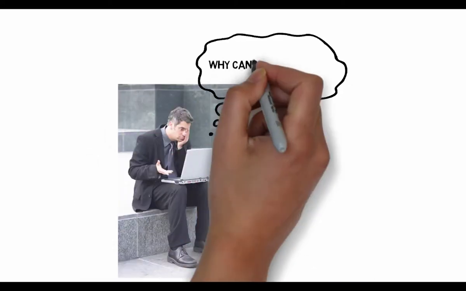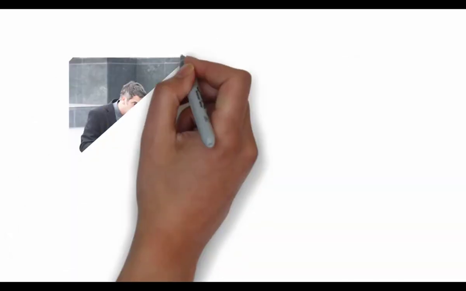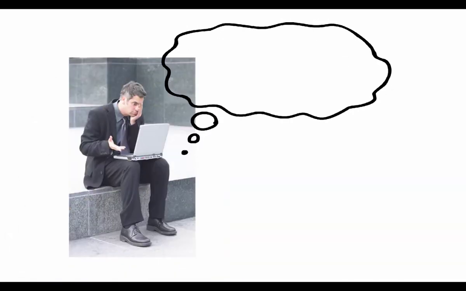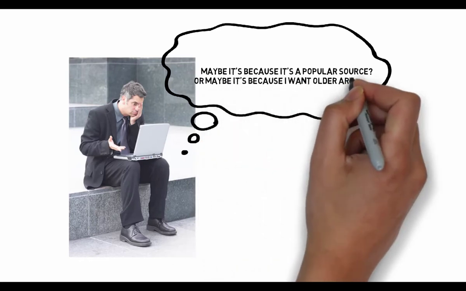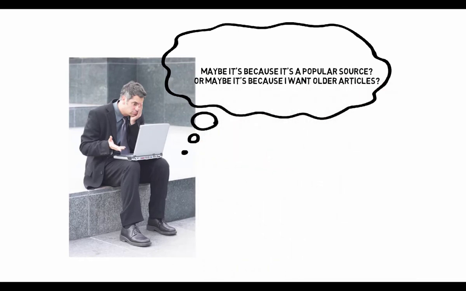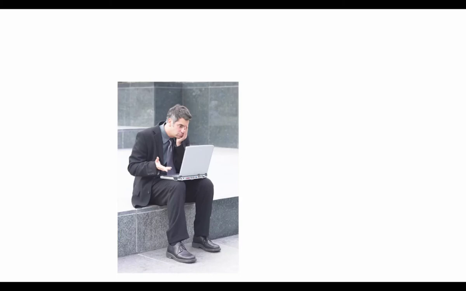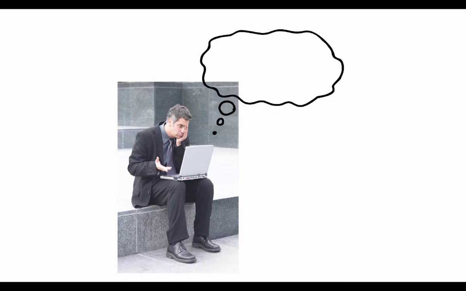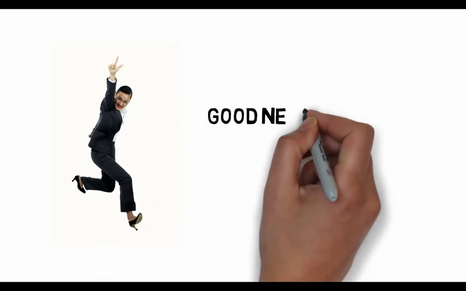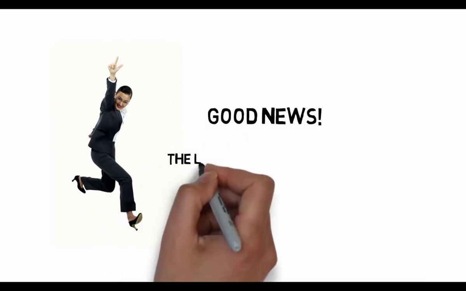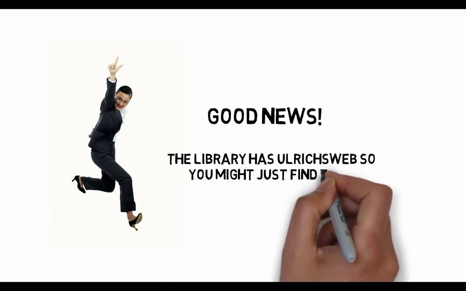Sometimes we're looking for a hard-to-find source. It could be hard to find for any number of reasons. For example, maybe it's because it's a popular source, or maybe it's because we're looking for articles that are older and were published a while ago. Whatever the reason, we're looking for a source that is hard to find. The good news is that the library subscribes to Ulrichsweb, a database that may help us discover such hard-to-find sources.